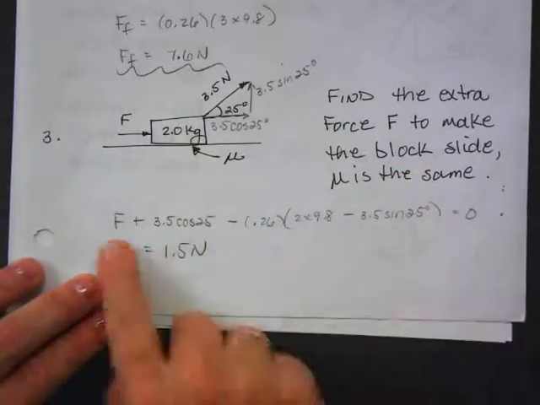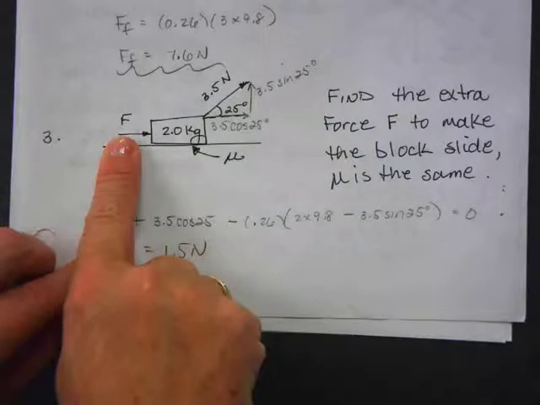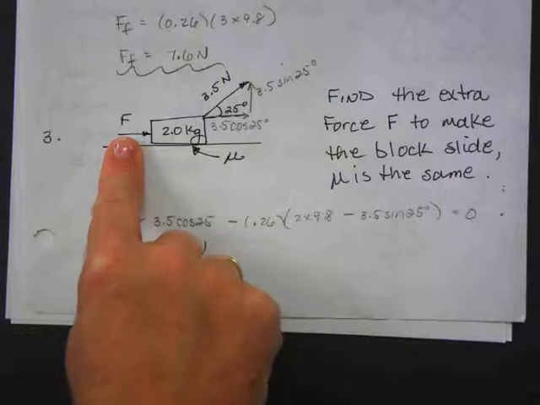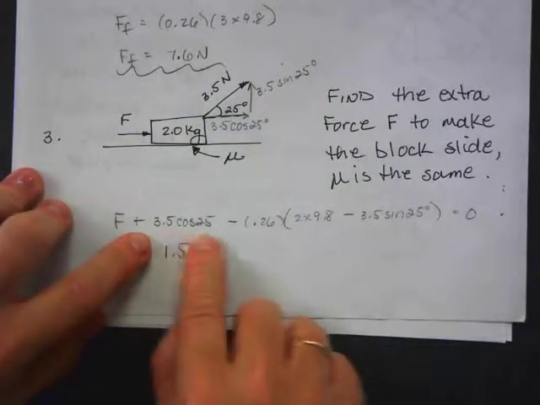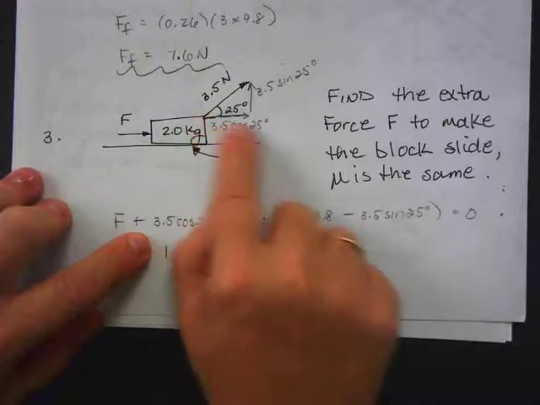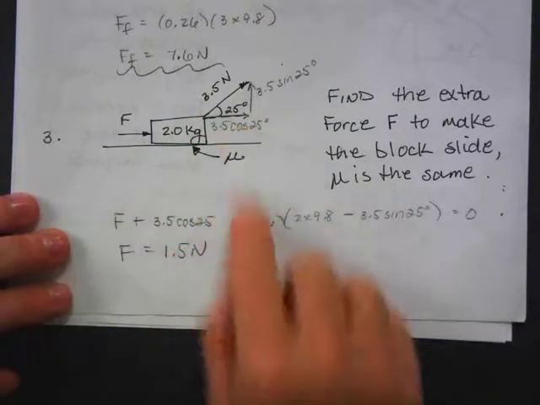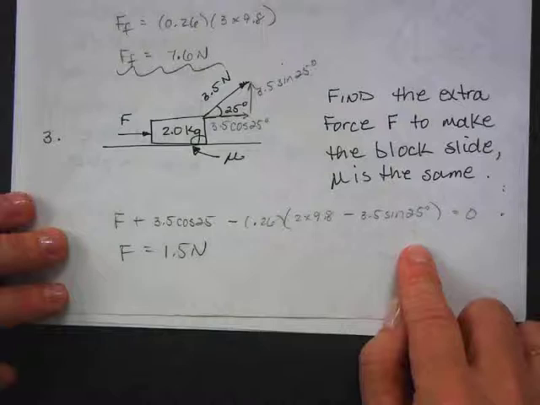Okay? So now if we look at this equation, here's what we have. I'm going to push it with some unknown F force to make it just at that sweet, like Goldilocks sliding, just barely sliding spot. So F, and then 3.5 cosine 25, that's the part of 3.5 that we're using to make it slide. We're going to subtract friction. Is friction always negative? Friction is always negative.